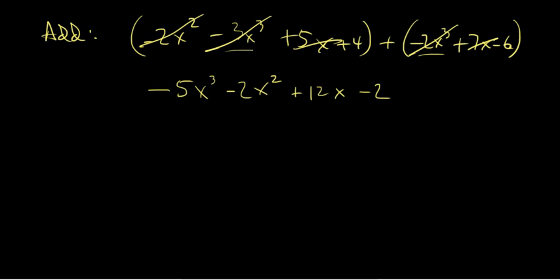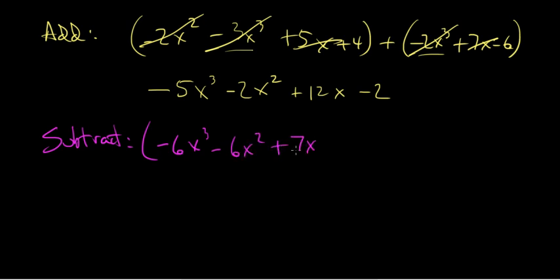That's it. So what do we try? Subtract. This is a little trickier, obviously. And this is why. Negative 6x to the third minus 6x squared plus 7x minus 1. Oops, it looks a little funky there. Okay, minus 1 minus, okay, 3x to the third minus 5x squared minus 2x plus 8.